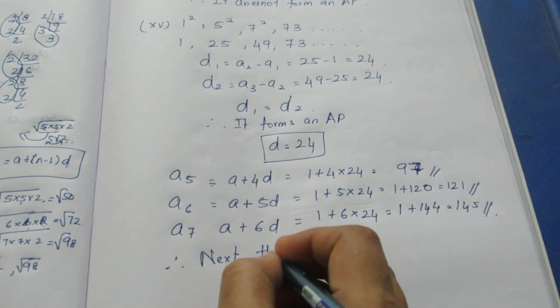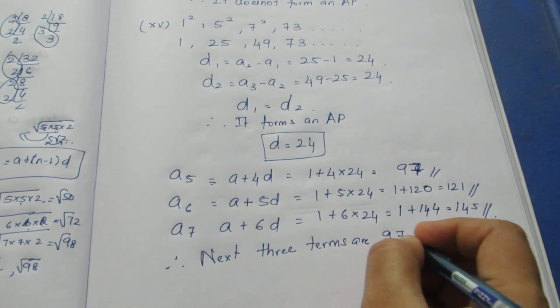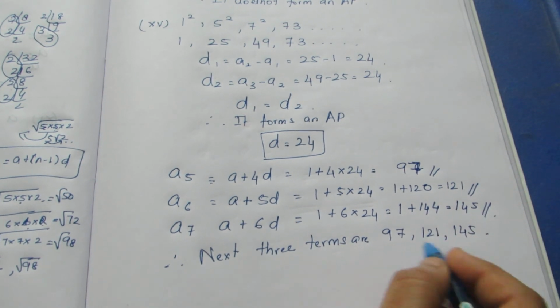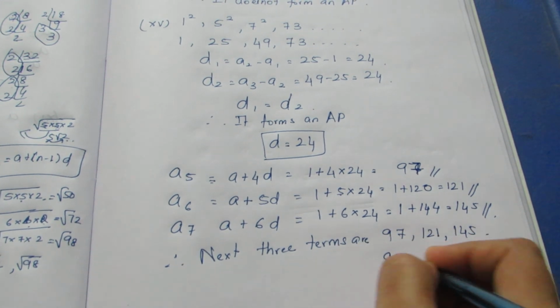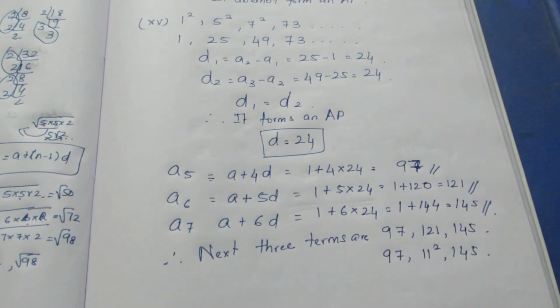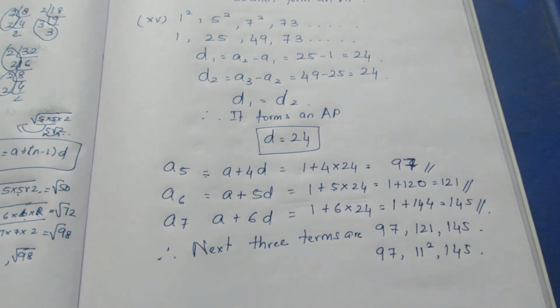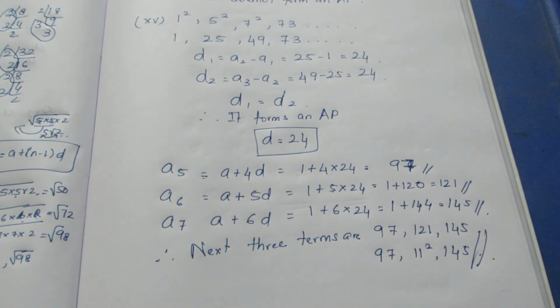So the next three terms are 97, 121, 145. You can also write this in square form, because 97 we don't have a square, and even 145 we don't have a square. We can also write this as 97, 11 square, 145, because in the question they have given square numbers, then a number. So if it is a square number, we can also give it as a square number. This will be the final answer for this sum. That's all with the sum. Thank you.